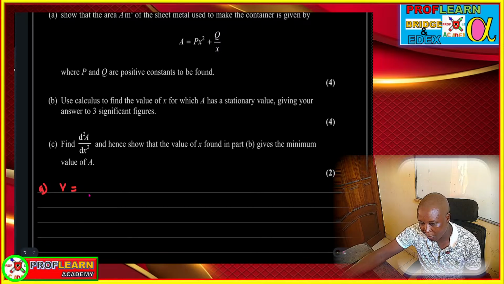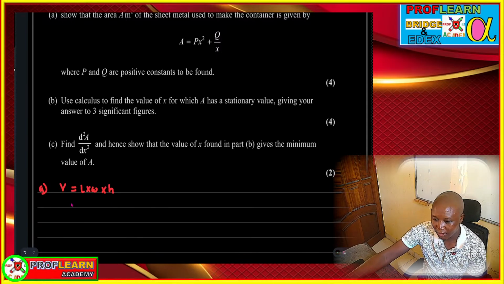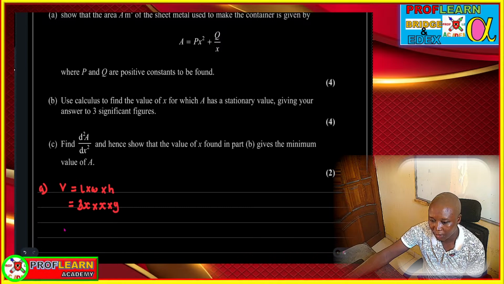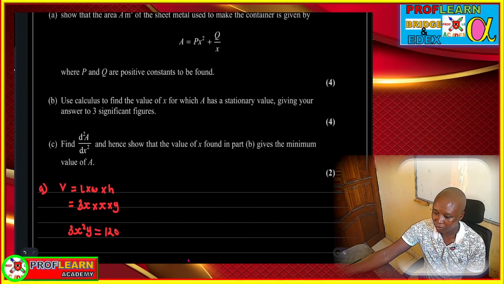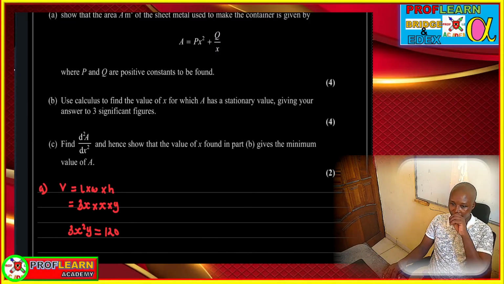Volume of a cuboid is length times width times height. The length of this cuboid, we were told, is 3x, the width is x, and the height is y. Which means that 3x squared y is equal to 120. So we are able to find our volume there.